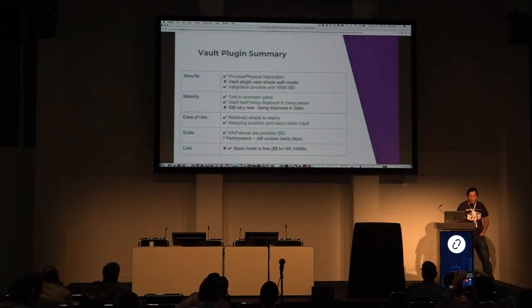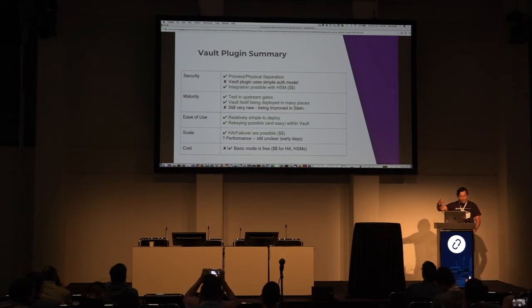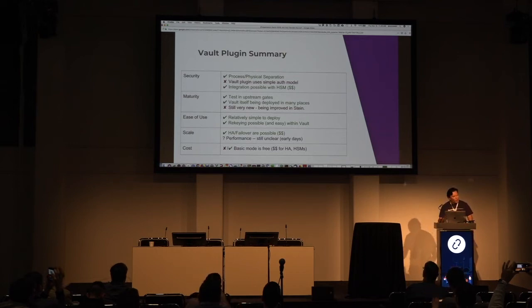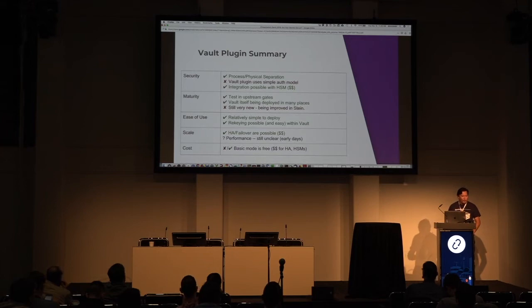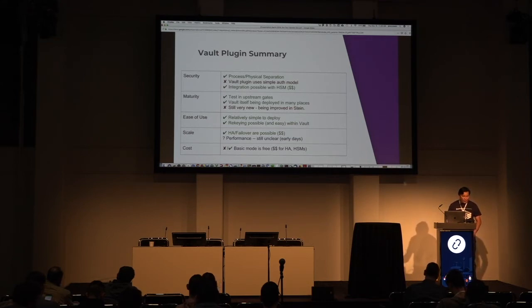For security of Vault, you've got process and physical separation. Again, it's a separate key store, and you can put it on a separate machine or something like that. Right now, the Vault plugin that is available is not quite ready for prime time, in the sense that the authorization model used there is very simple right now. It uses a root token or something like that, which is something Vault says don't do, do something more secure. During the Stein cycle, we're adding things to the Vault plugin to make the security model more robust. So it's definitely fixable, and it should be fixed hopefully in the Stein cycle.